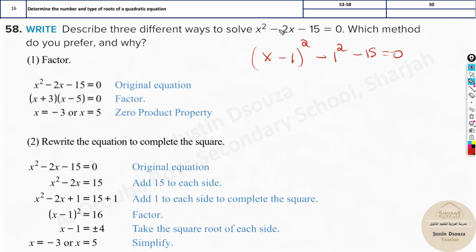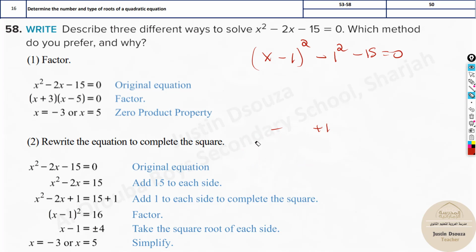The sign of x stays; if it was plus, it'll be plus. Whatever is over here, you should take half of it. 2 becomes 1. If it was, say, x squared minus 8x plus 15, it would be x minus 4, since 8 by 2 is 4. If it was plus, it would be like this, the whole square. And then what you should do is subtract, no matter whether it is plus or minus here. This only will be minus 4 square. Then write this last term, 15. Okay, that's the completing the square.